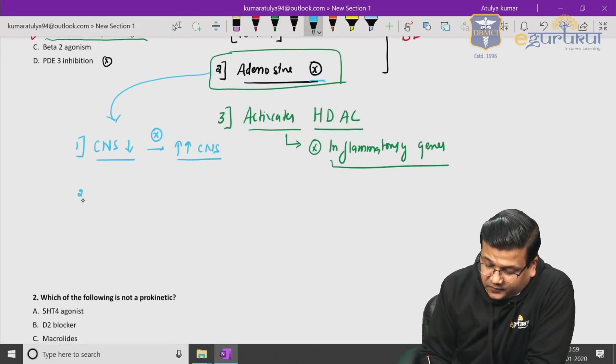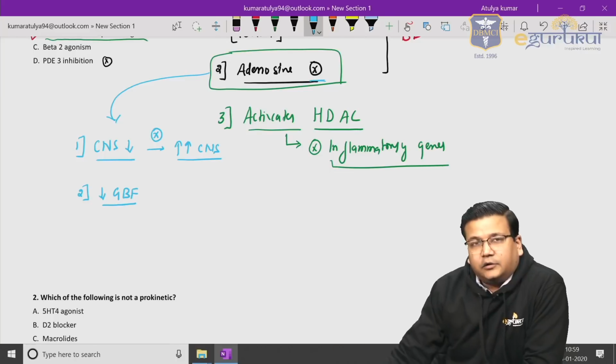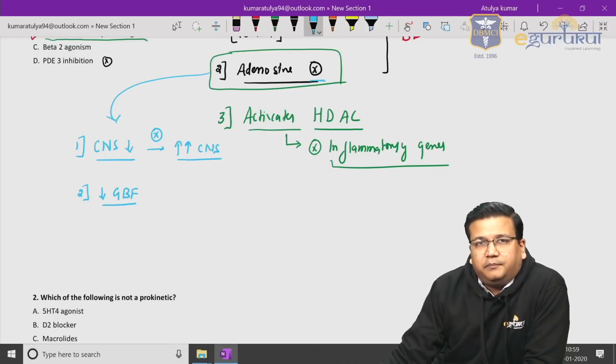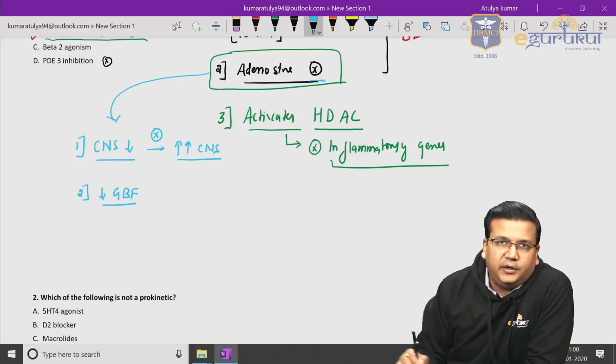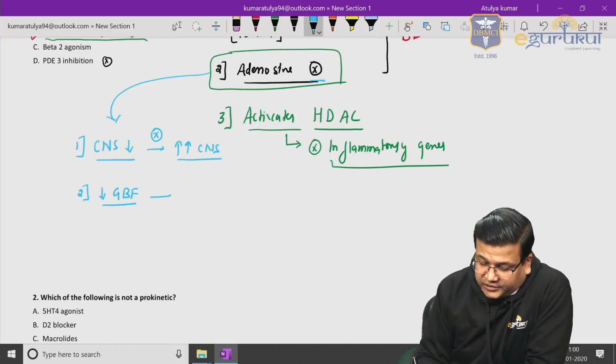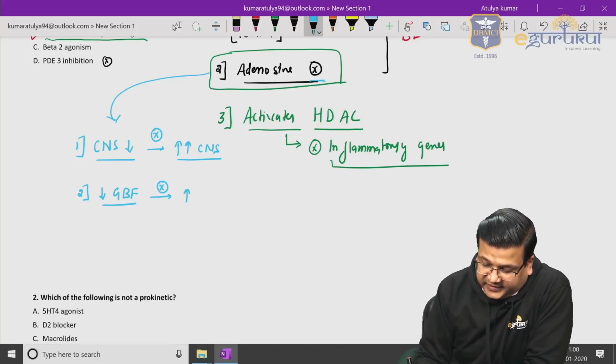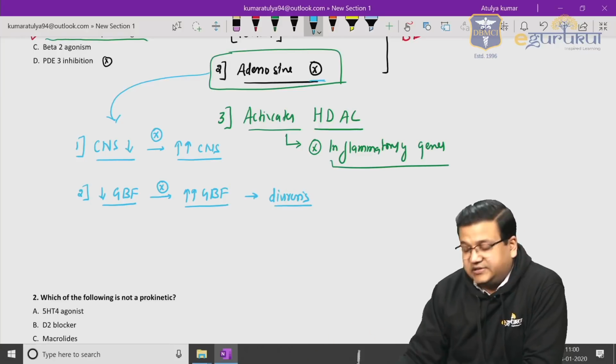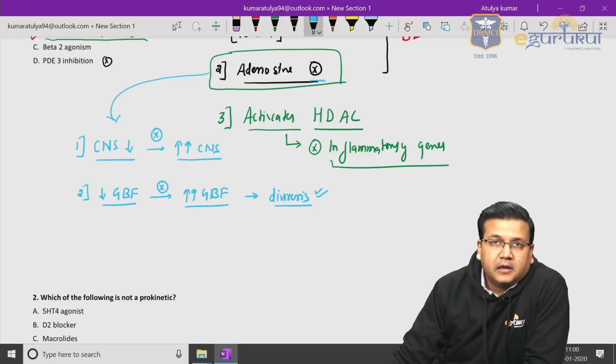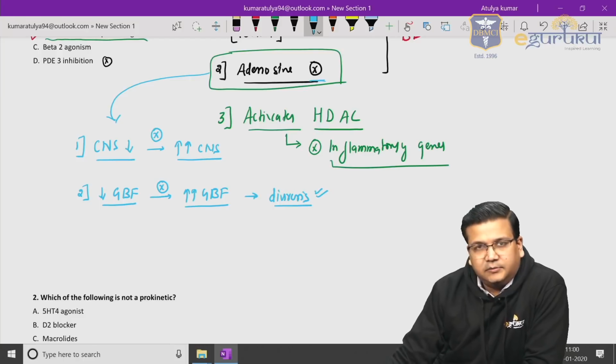Second, adenosine reduces glomerular blood flow. It causes vasoconstriction in the pre-glomerular capillaries, and that reduces glomerular blood flow. So by opposing adenosine, theophylline is able to increase glomerular blood flow, and that results in diuresis, which is what the question is asking. So by opposing the adenosine receptor, theophylline is able to cause diuresis.